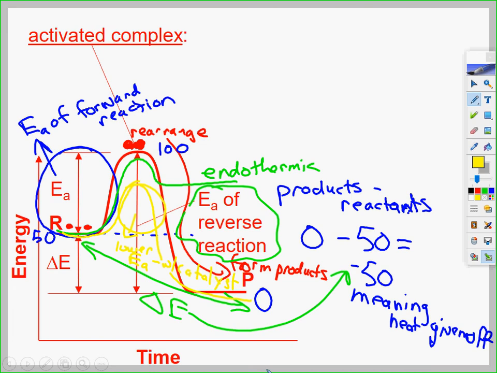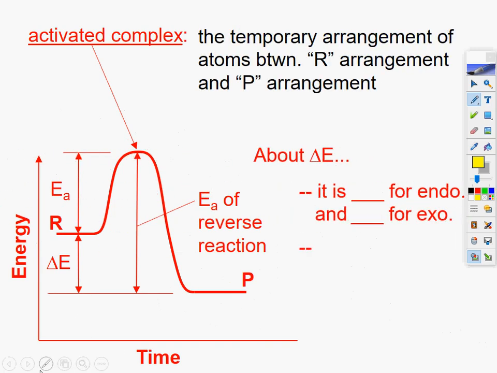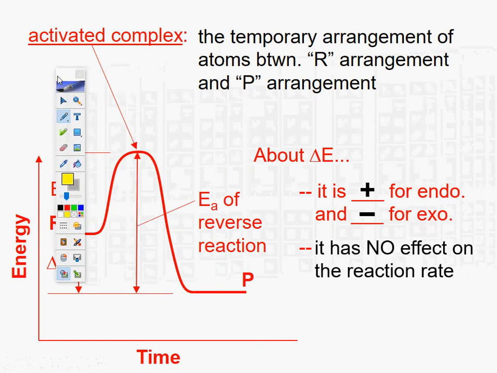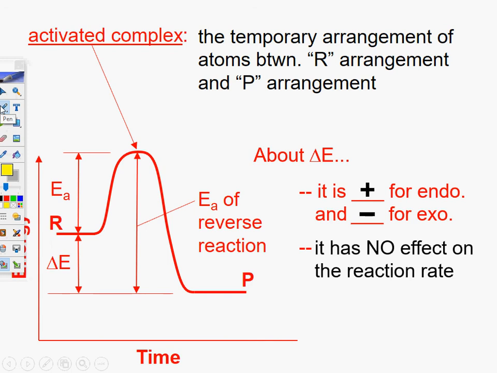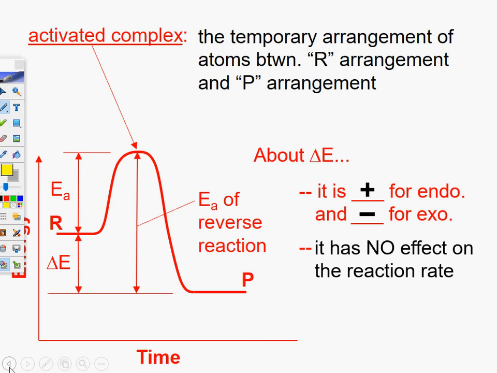So we have many, many things that we're going to talk about. The activated complex is the temporary arrangement of atoms between the reactants and the product arrangement. About delta E, it is positive. It has no effect on the reaction rate. No effect on the reaction rate. I went over what all those things were.